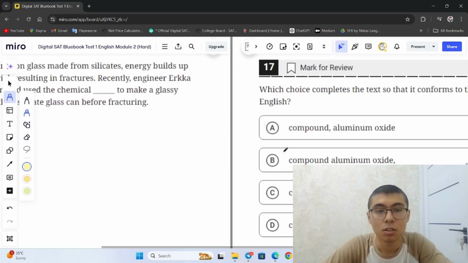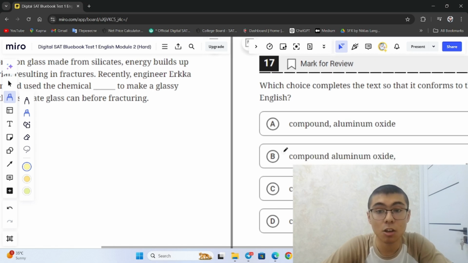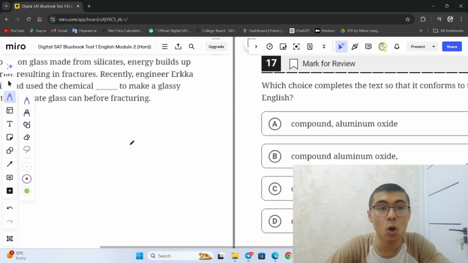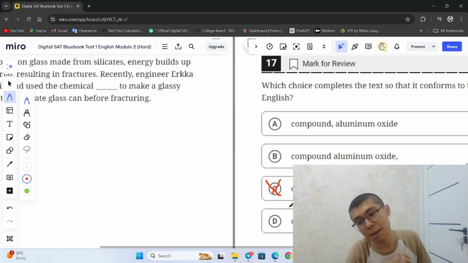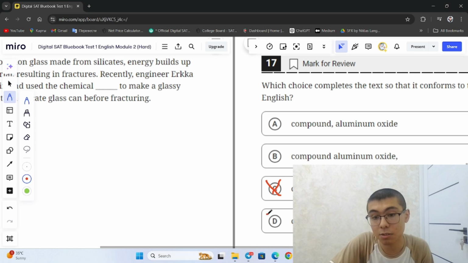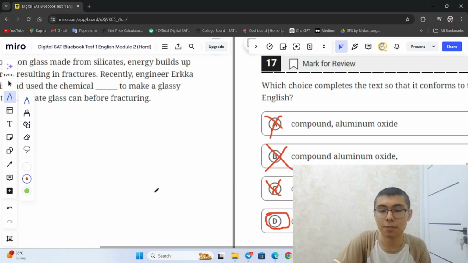Okay, so we need to know what the chemical compound is. So the name of a chemical compound is essential. So we know that C is incorrect. Why? Because aluminum oxide in choice C is non-essential. But the name of this chemical compound is essential, so D is correct. A and B are grammatically incorrect because they need to have either two commas around it or nothing. So in this case, because it is essential, we don't need commas.